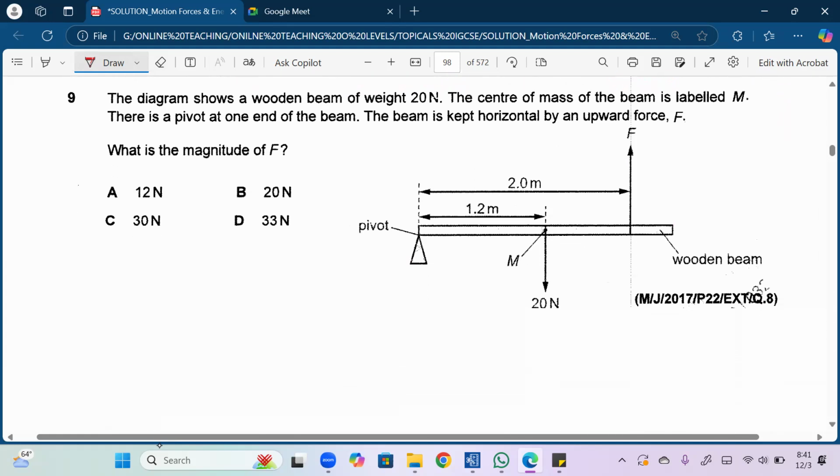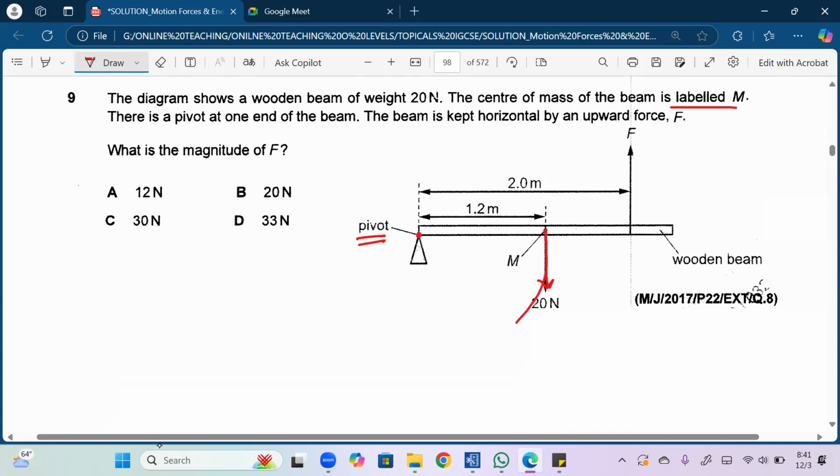Question number 9. The diagram shows a wooden beam of weight 20 Newton. The center of mass of the beam is labeled M. It's here. There is a pivot at the end of the beam. This is actually a pivot point. It is displayed here. The beam is kept horizontal by an upward force F. What is the magnitude of F?